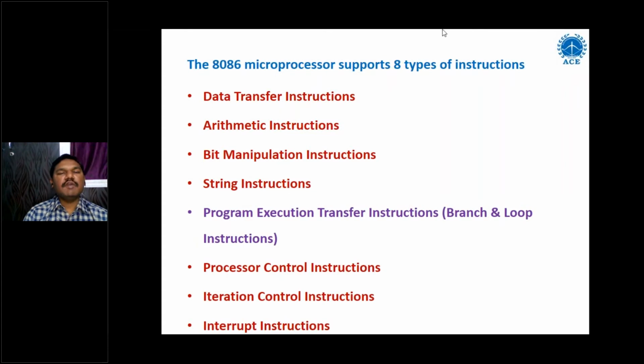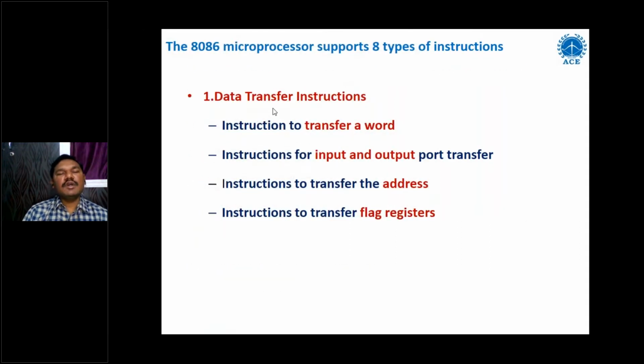So these are the different types of instructions available in 8086. The instruction set is: data transfer instructions, arithmetic instructions, bit manipulation instructions, string instructions, program execution transfer instructions, processor control instructions, iteration control instructions, and interrupt based instructions. By using these instructions only, we are going to write the program and operate the 8086 microprocessor.